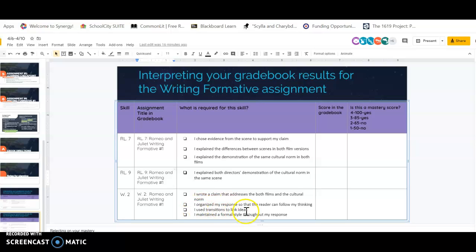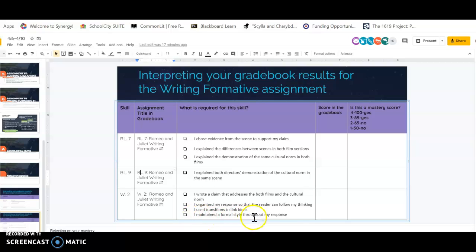And then, I use transitions to link ideas. As you wrote, did you use transitions to move your reader through your writing? Did you say things like, my first example of this is blank, or another time when feuds happen in the film is blank? Using those transitions makes you have an organized and logical response.